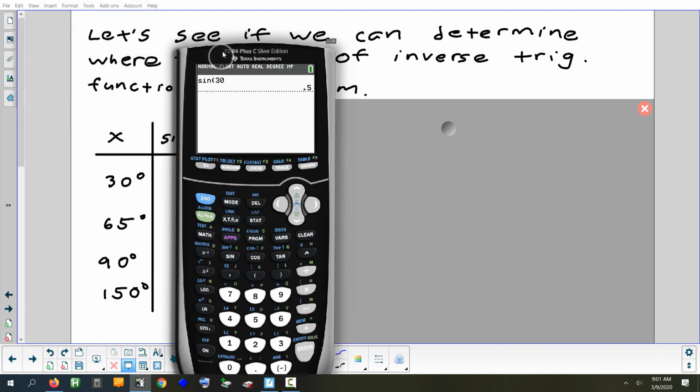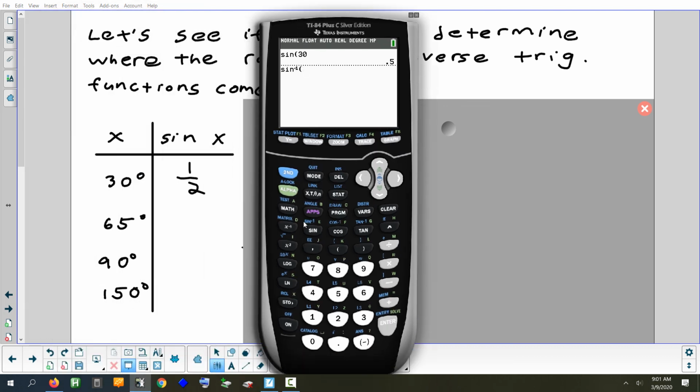So, if I did inverse sine of 0.5 and I hit enter, what do you think I'm going to get back on the screen? 30. It's going to reverse what I just did. Simple enough. Take the sine of 30, you get a half. Take the inverse sine of a half, you get 30. Take the sine of 65. Right? That's 0.906. Now, if I take the inverse sine of 0.906, what do you think I would get back or get pretty close to?